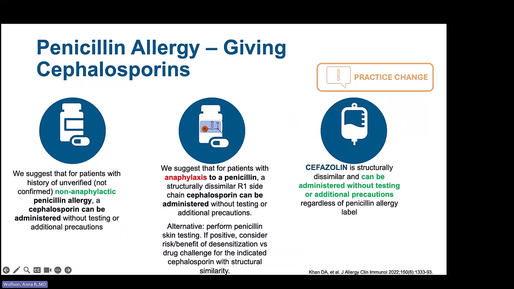But for patients with a history of anaphylaxis to a penicillin, patients can get a dissimilar R1 side chain cephalosporin without testing, or you can go ahead and do penicillin skin testing. If at that point it's positive, you can do the desensitization for the indicated cephalosporin with the structural similarity.